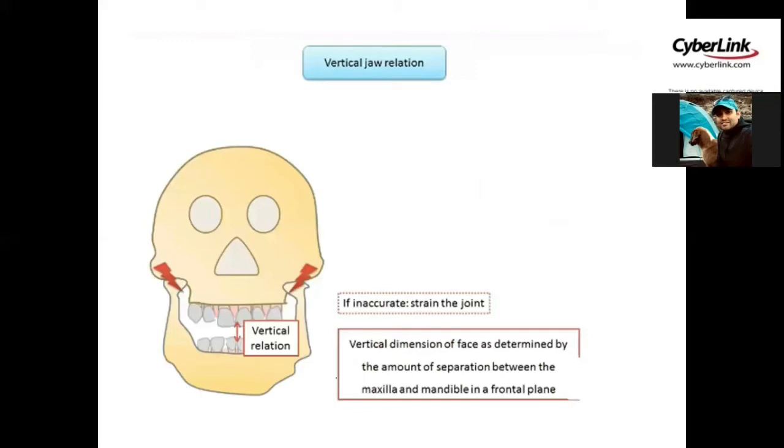Now, vertical jaw relation, as I've told you, we will take the vertical jaw relation in terms of vertical dimension. So this is a vertical jaw relation. If it is inaccurate, then it will cause strain in the joint. Vertical dimension of face is determined by the amount of separation between the maxilla and mandible in a frontal plane. Definition states that the length of the face as determined by the amount of separation of the jaws.